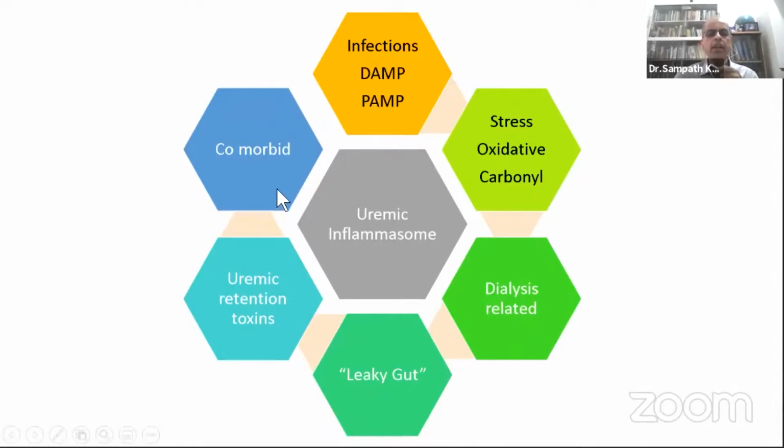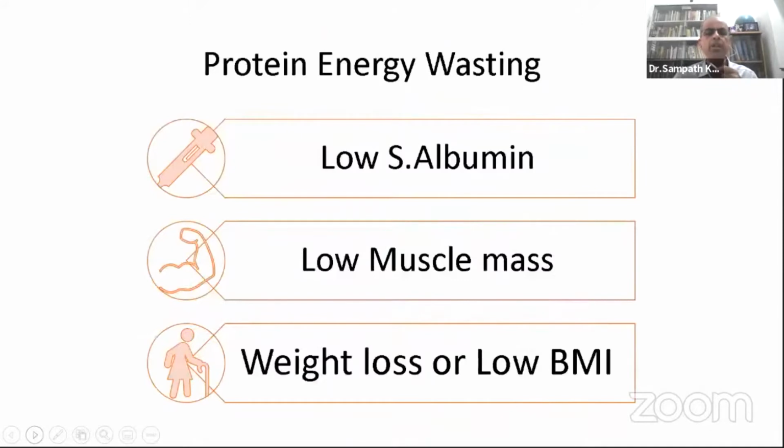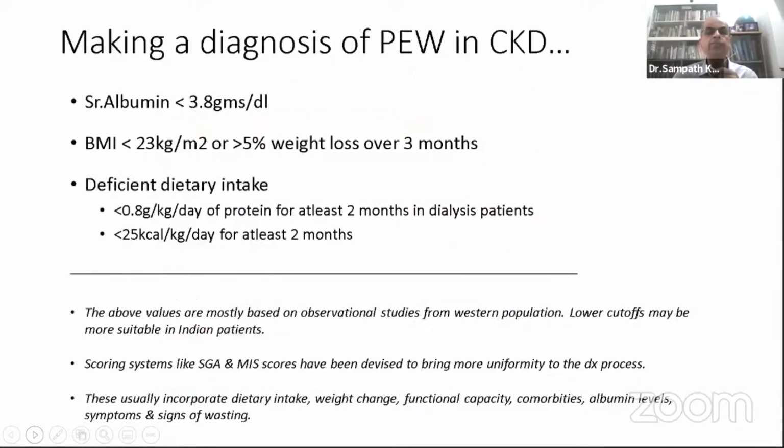And we can't dismiss the comorbid conditions. So you have the diabetic patients and chronic heart failure patients who are also more inflamed. So how do we define protein energy wasting? The other part of the link: we have low serum albumin, sarcopenia, weight loss or low BMI. So how do we make a diagnosis of protein energy wasting?